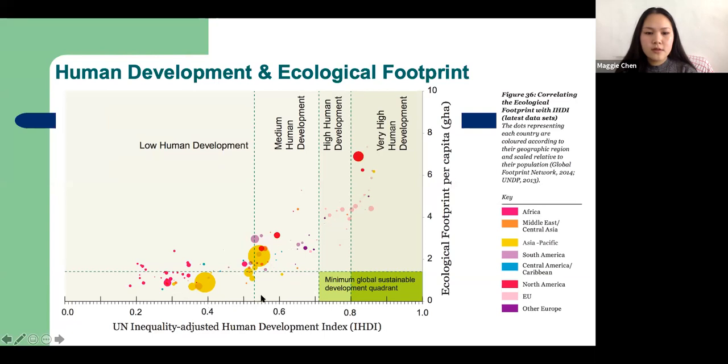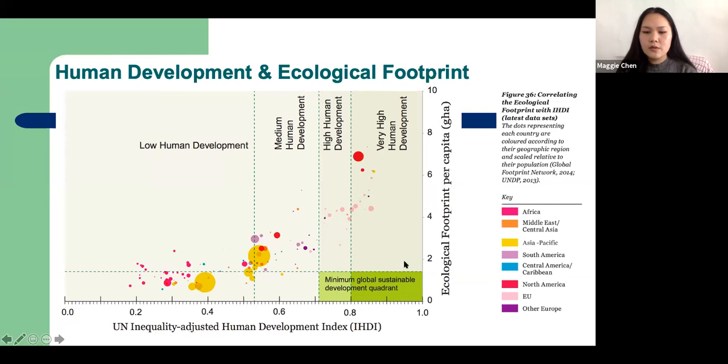And there are a lot of people in developing countries who are still developing, and their ecological footprint in turn is also low. But looking at North America again, which aligns with the other graphs that we looked at, they're very highly developed, but also take in a lot of resources, and their per capita ecological footprint is pretty high too.